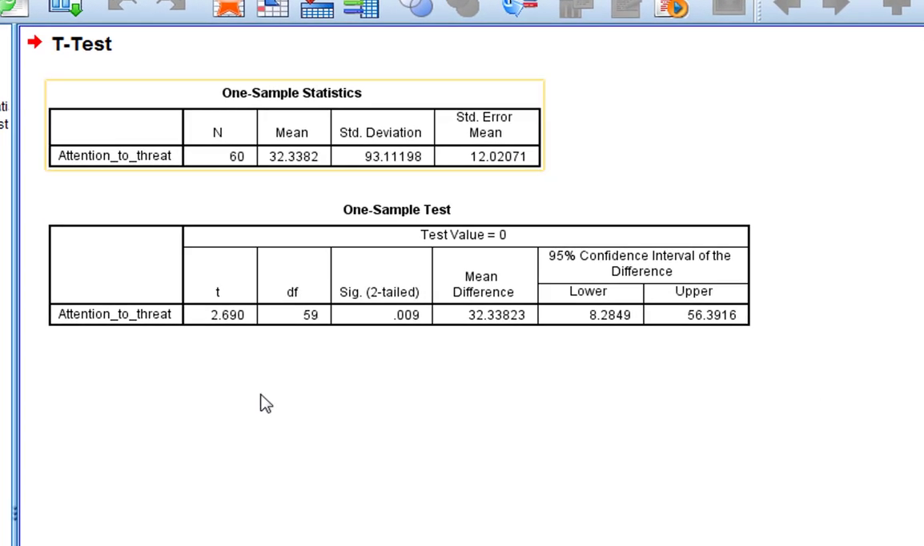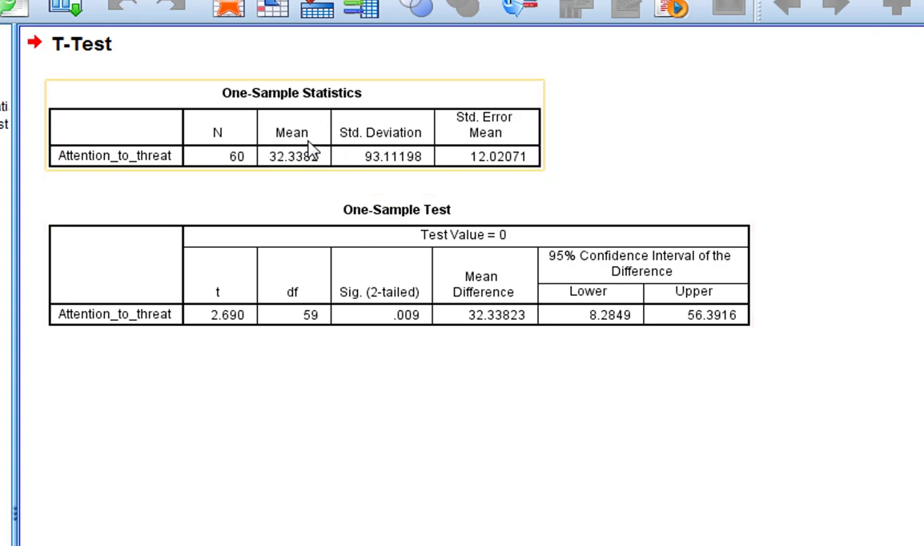This gives us our one sample t-test output. What this basically shows us is the number of participants. We know we've got 60. The mean attentional bias score, the standard deviation of the score, the standard error. And then this is our t-statistic, our degrees of freedom, and our p-value. As you can see, attention towards threat is statistically significantly different from zero. So there is a significant attentional bias in the sample.